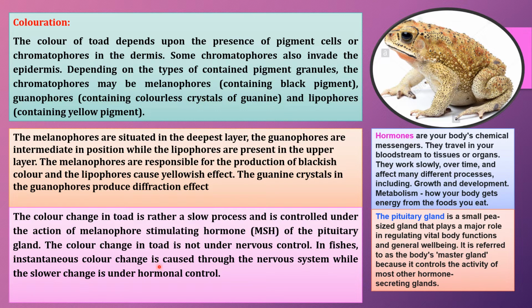The color change in toad is not under nervous control. That means this color change in toad is not controlled by the nervous system. But in fishes, instantaneous color change is caused through the nervous system, while the slower change is under hormonal control. Actually, here they meant to say that in fishes color changes occur due to the nervous system. But in amphibia like toad, color change is a slow process and it happens due to hormonal control.